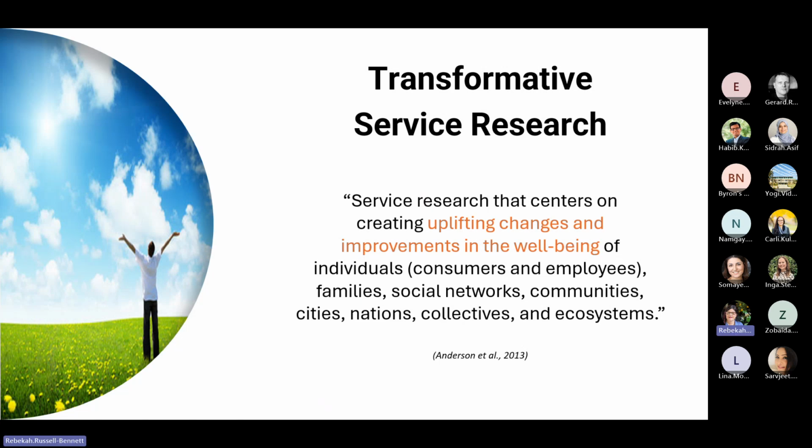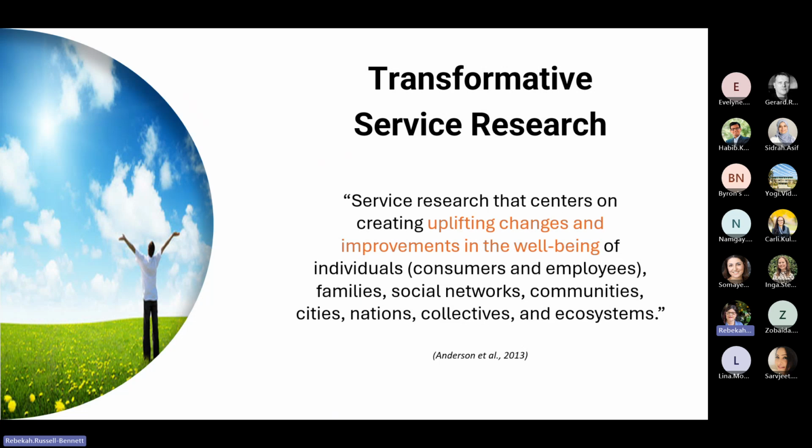What TSR brought in was the idea that services should look beyond just satisfaction, loyalty, share of wallet, the typical service quality concepts that we used to study. We need to start looking at how services actually uplift and create improvements in the well-being of the people involved in the service, whether consumers, employees, families, communities, nations, collectives, or ecosystems.